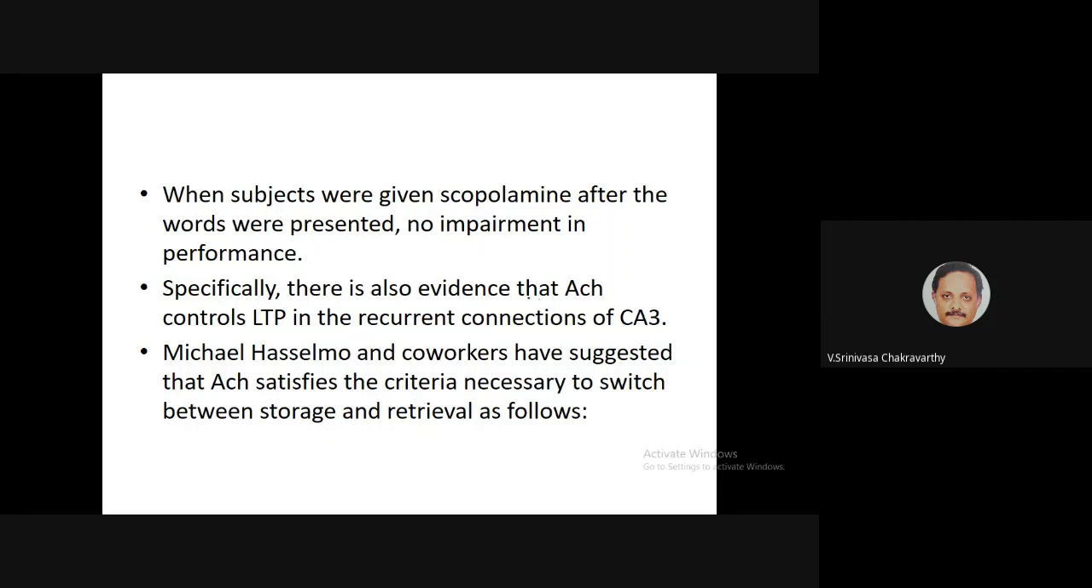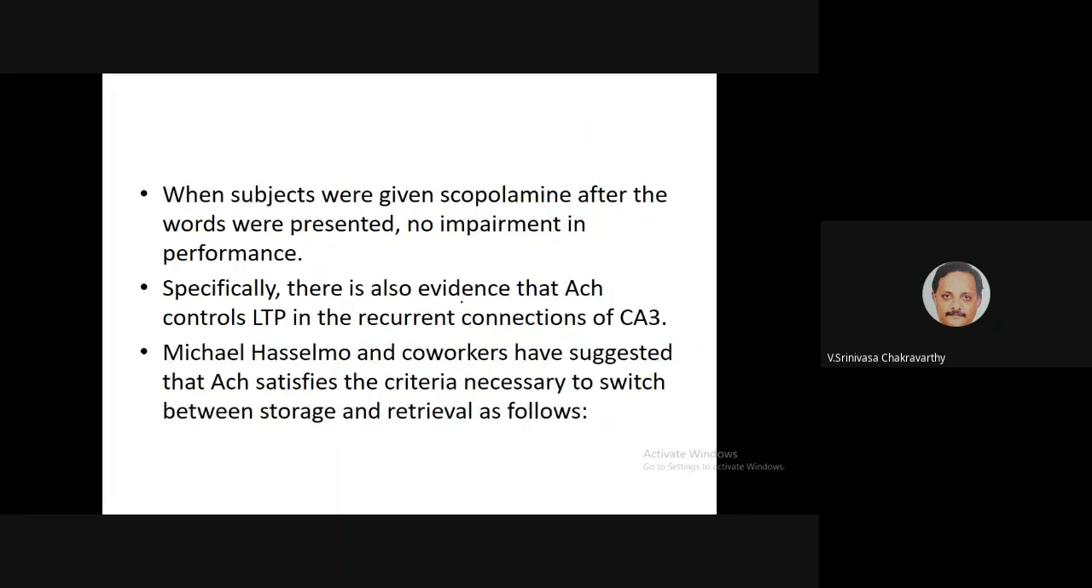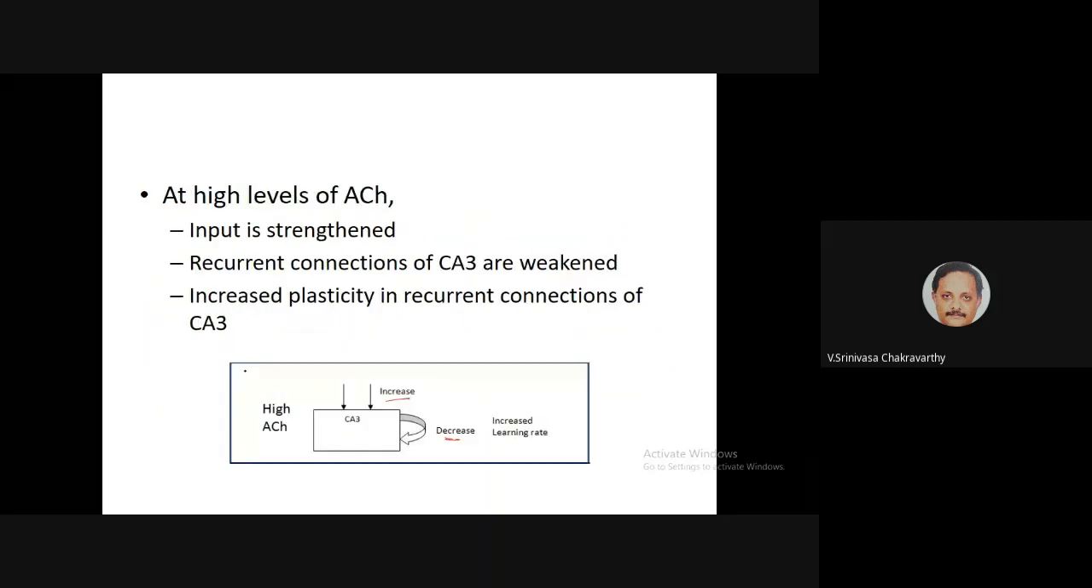Right, and there's also evidence that ACH controls LTP in the recurrent connections of CA3. So this first study is at the behavioral level, and that is matched by a more closer study where they looked at the effect of ACH, which controls LTP in the recurrent connection. This will be some kind of electrophysiology study. So Hasselmo and others have developed a theory based on these findings, which basically argues that CA3 acts like a Hopfield network, on the lines of the model that we discussed before.